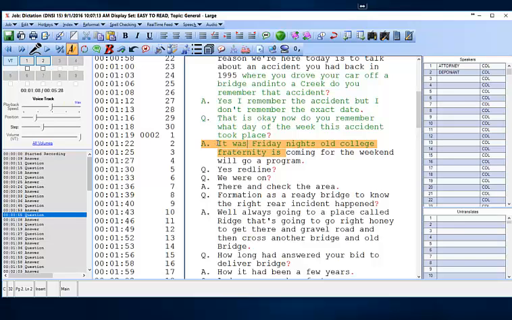It was a Friday night. Some of my old college fraternity. I don't understand that last word, and so I'm not going to correct it. I'm just going to move on by hitting page down.